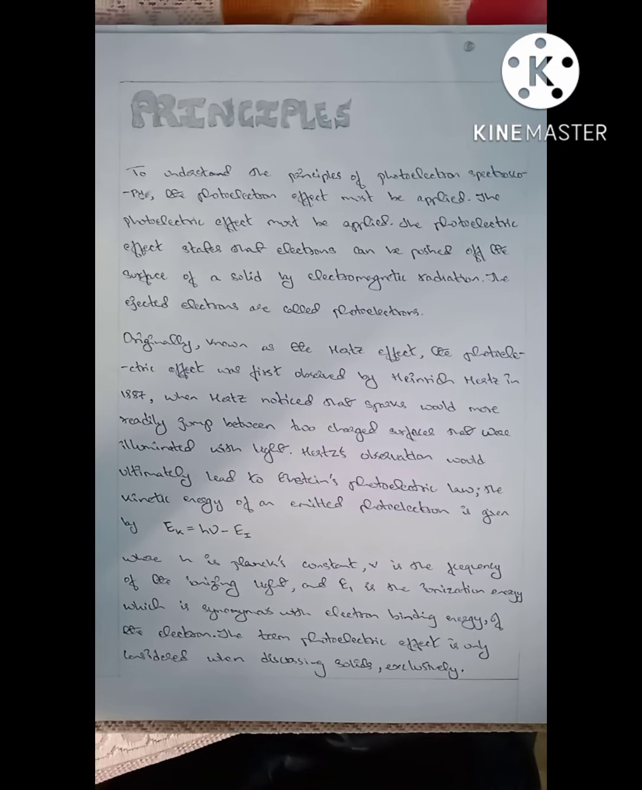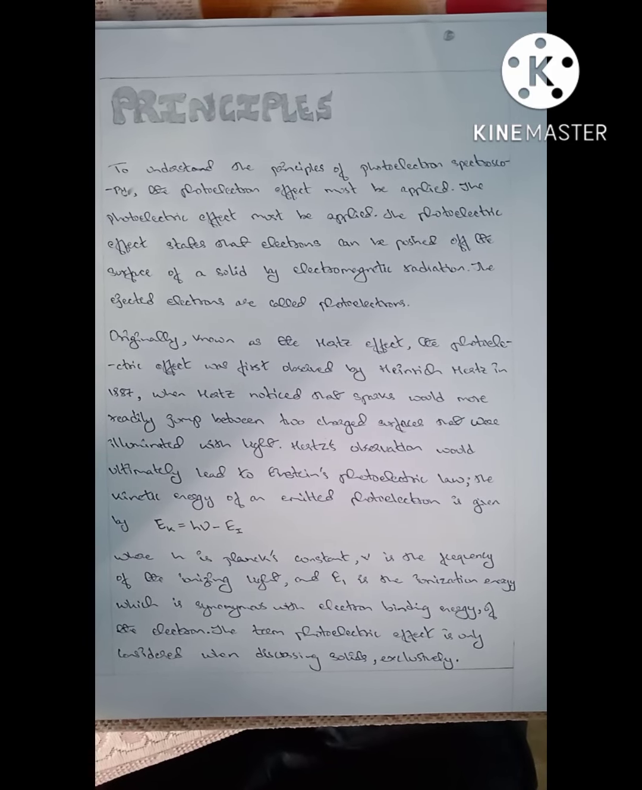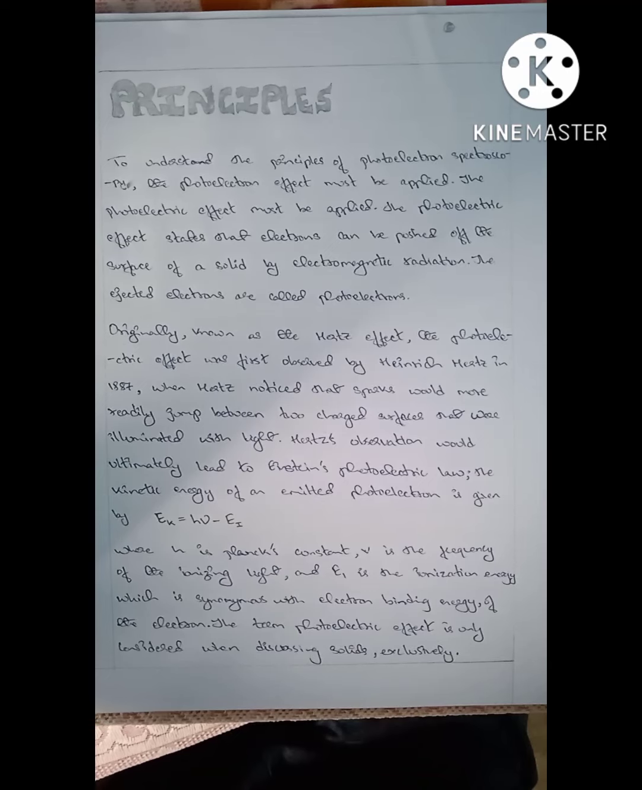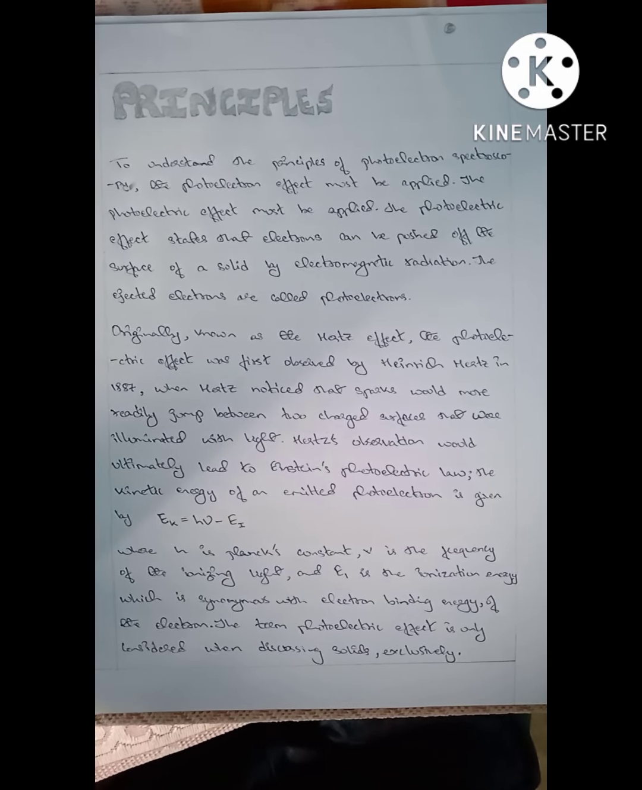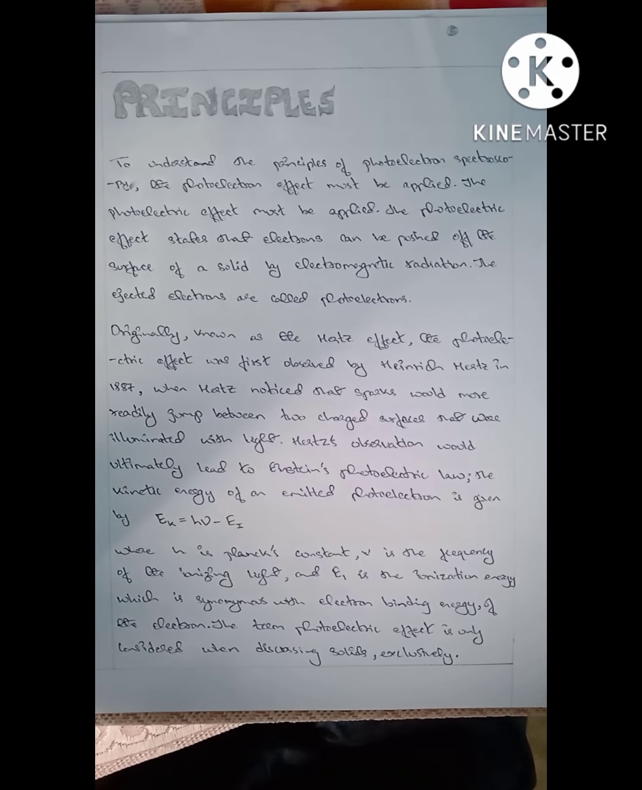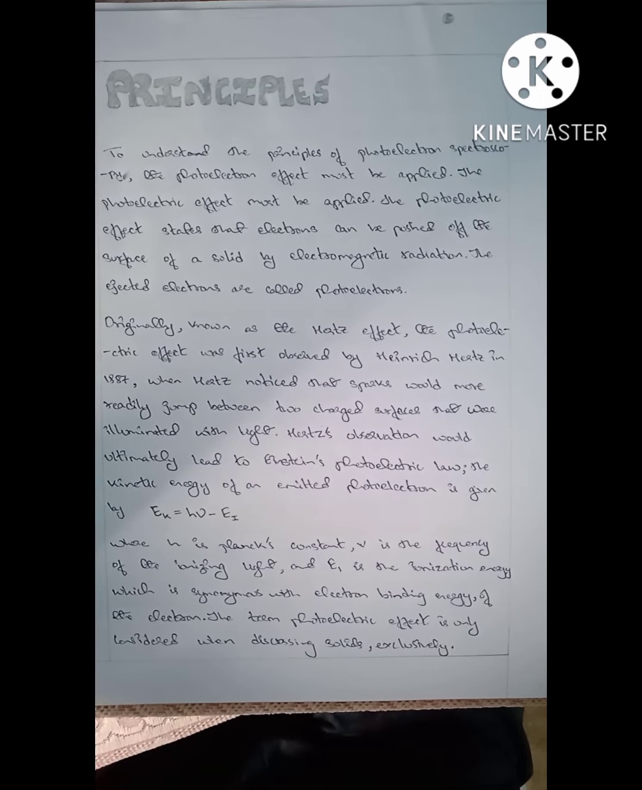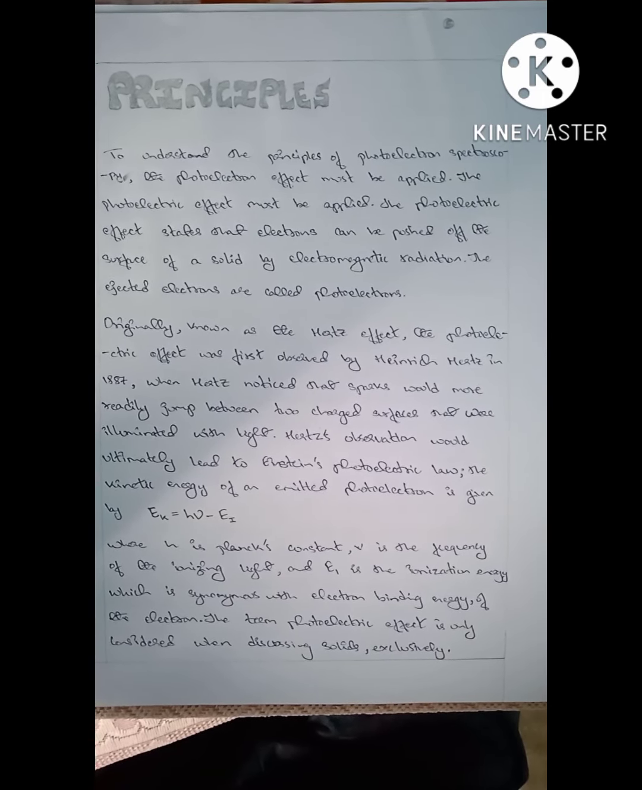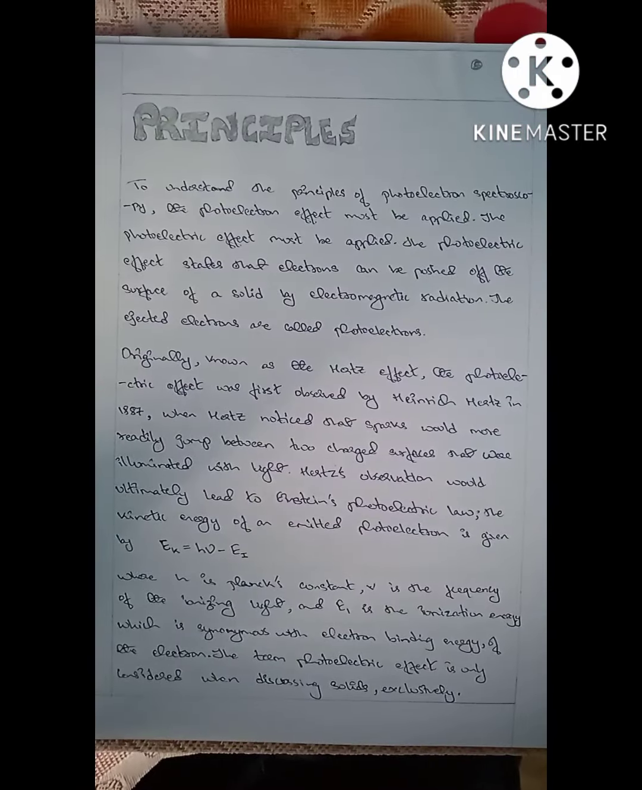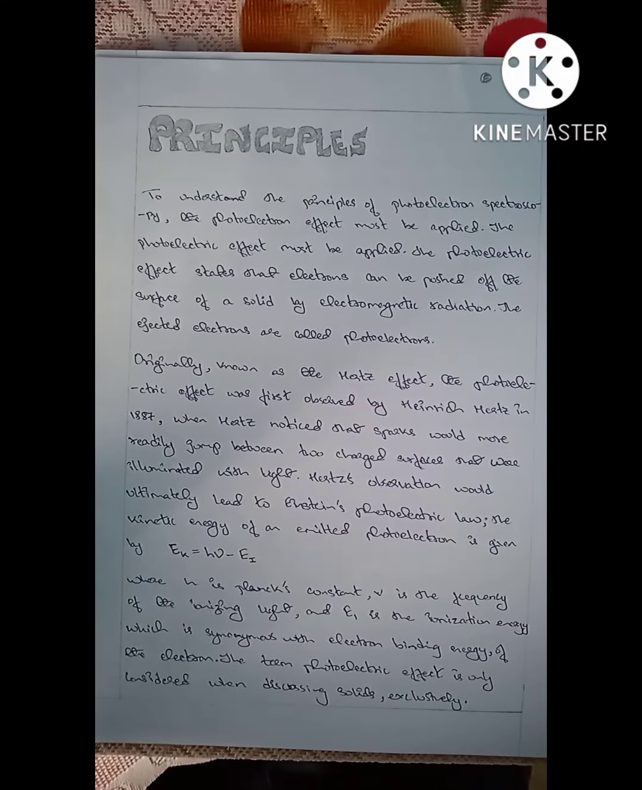Principle. To understand the principle of the photoelectric effect, the photoelectric effect must be applied. The photoelectric effect states that electrons can be pushed off the surface of a solid by electromagnetic radiation. The ejected electrons are called photoelectrons, originally known as the Hertz effect because the photoelectric effect was first observed by Heinrich Hertz in 1887, when Hertz noticed that sparks would more readily jump between two charged surfaces that were illuminated with light. Hertz's observation would ultimately lead to Einstein's photoelectric law.